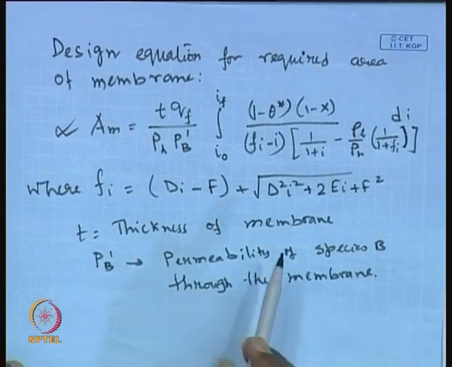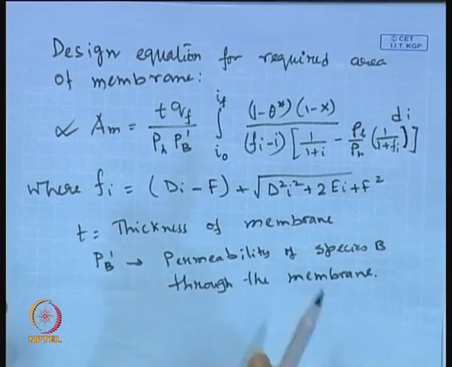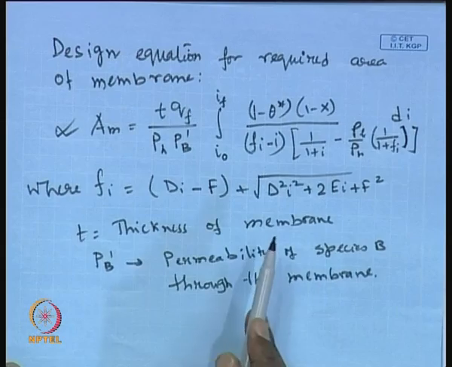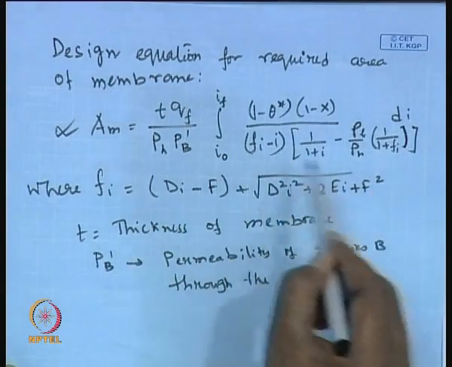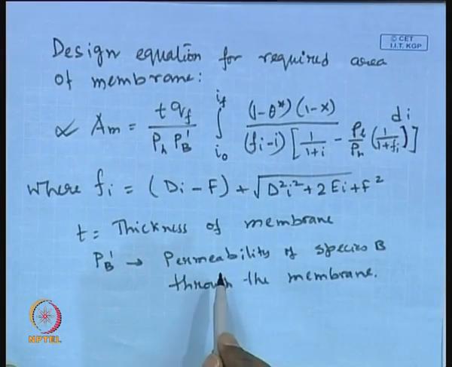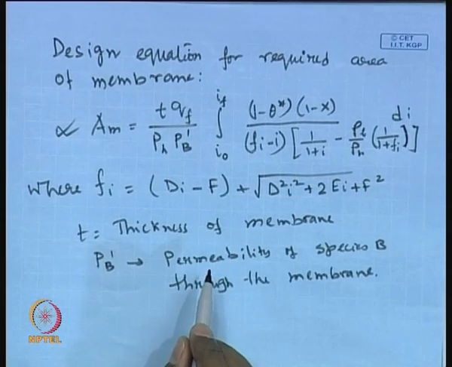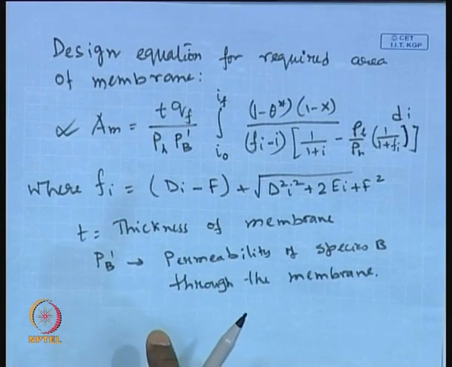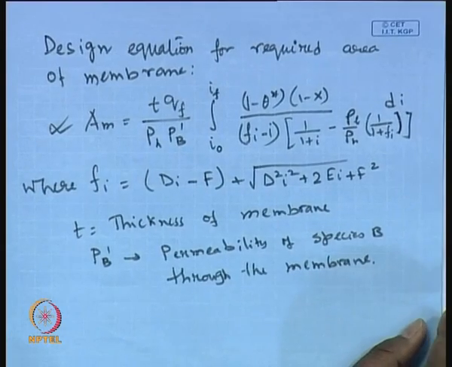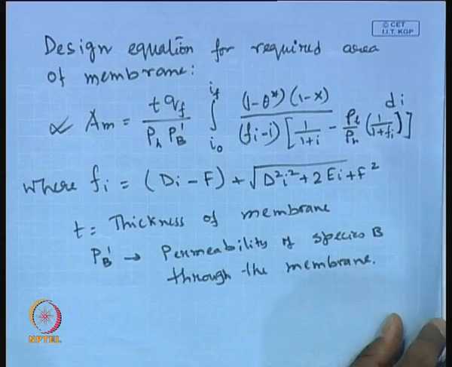So, given the operating condition and the target of removal, you can calculate the various values, and this integral has to be evaluated numerically by using trapezoidal rule or Simpson's rule. Okay. So, that is how the calculations or design of any cross flow system will be done.